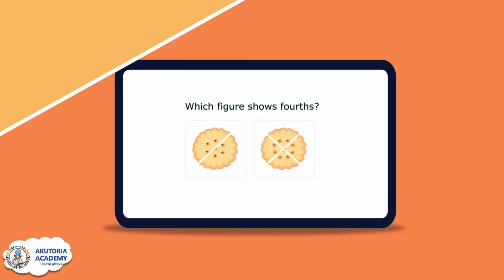Which figure shows us fourths? The biscuits on the right-hand side show us fourths because they are divided into 4 equal parts. And when we divide something into 4 equal parts, we have fourths.